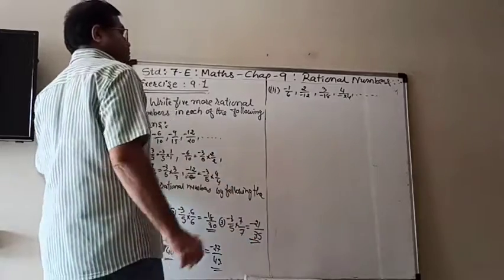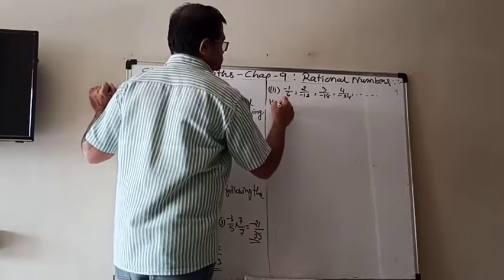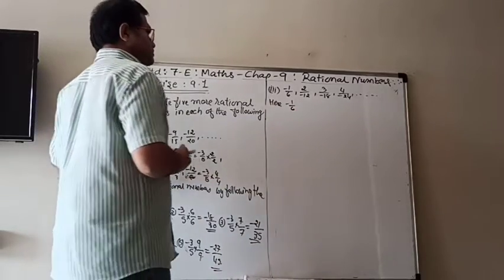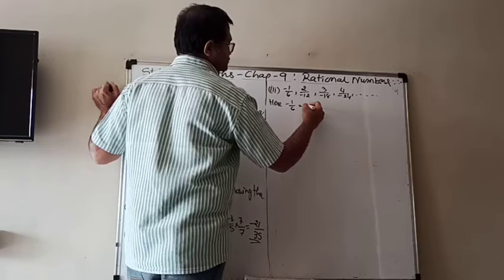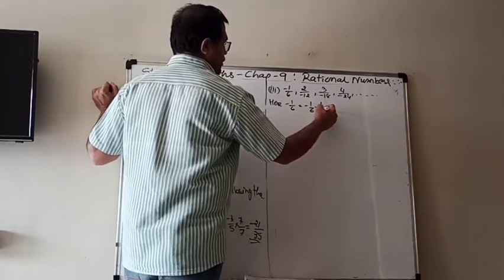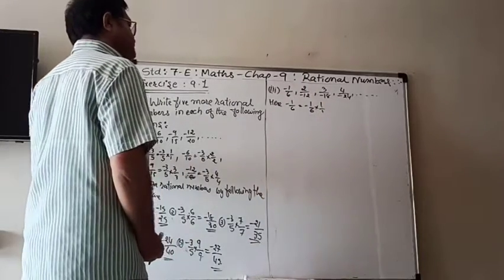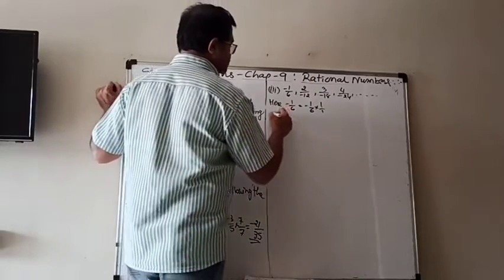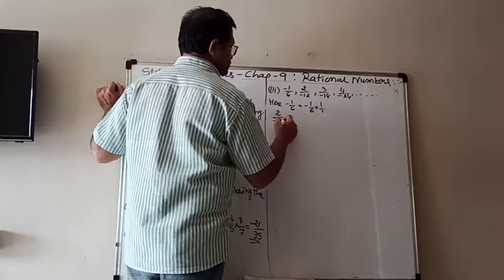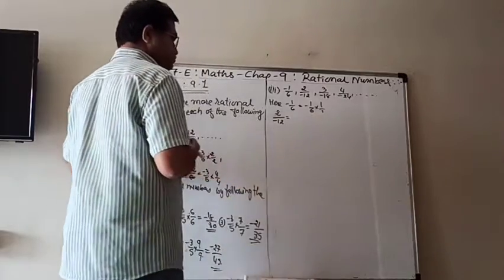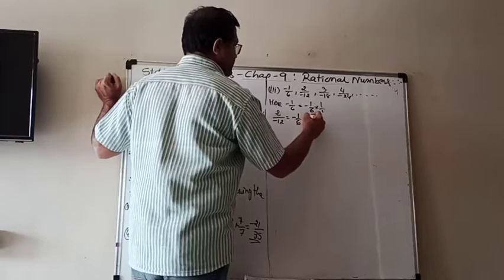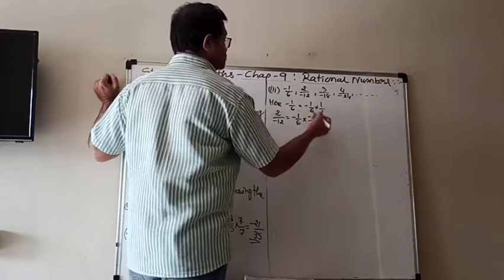So here minus 1 upon 6 is equal to minus 1 upon 6 into 1 upon 1. Minus 2 upon minus 12 is equal to minus 1 upon 6 multiplied by minus 2 upon minus 2.